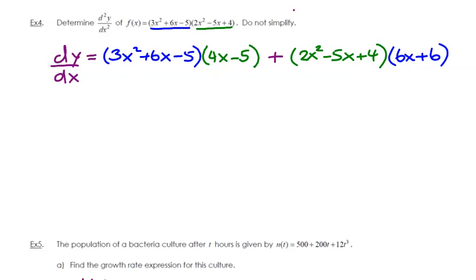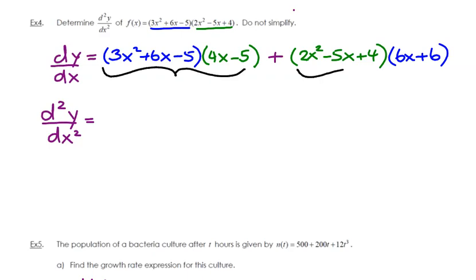Okay, now they want d2y over dx squared. So that means you have to take the derivative again. So d squared y over dx squared is equal to, okay, how do you take the derivative of this? Well, I mean, it is pretty much the same thing again. So what you have here are two product rules. So you're just going to have to do the product rule twice. Let's do the very first blue and green.